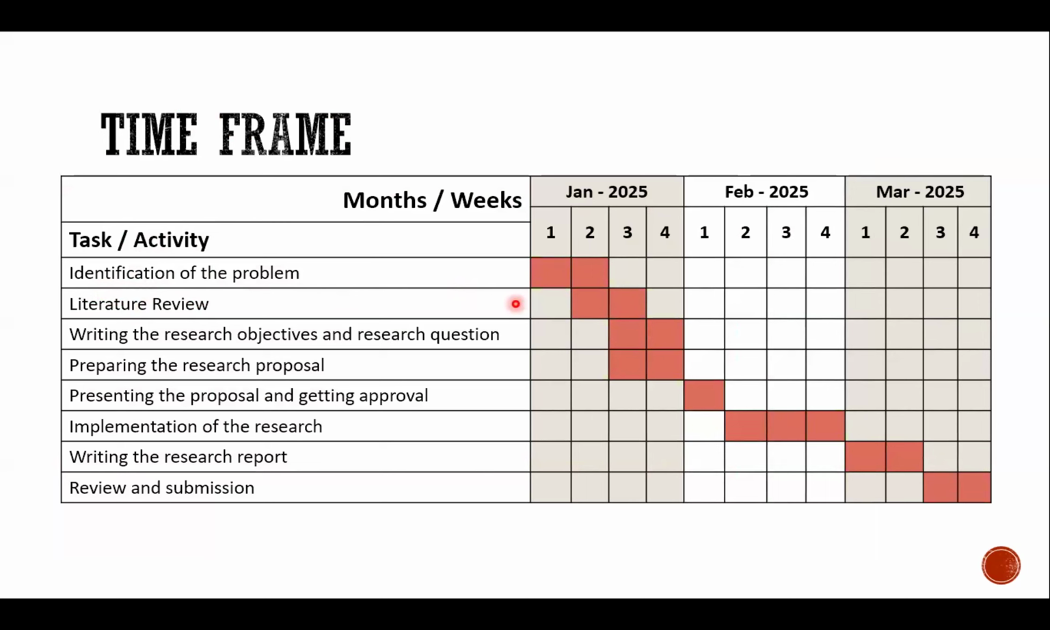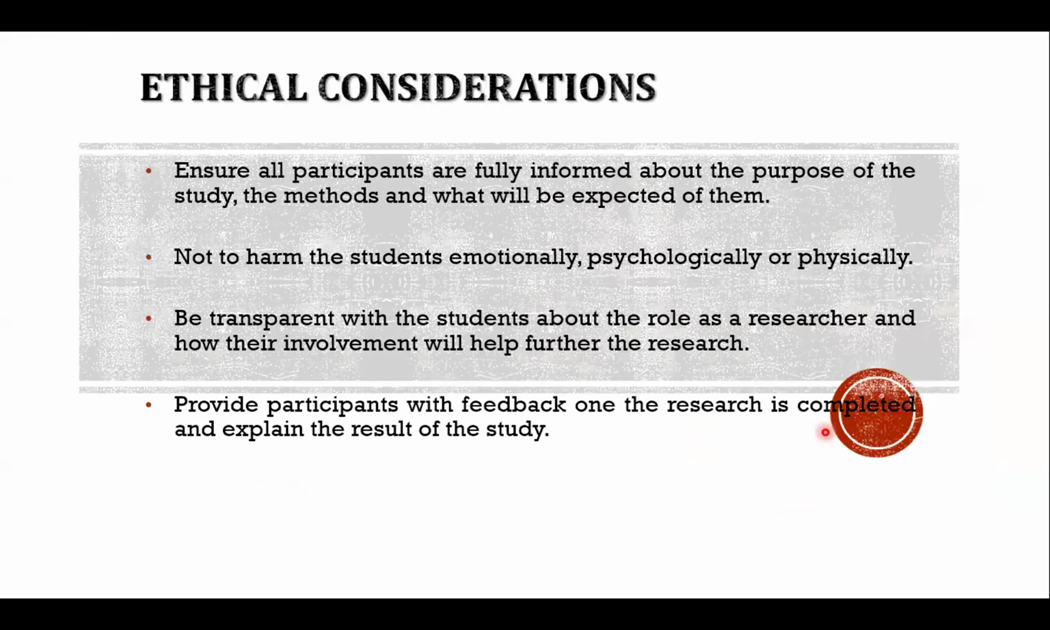Identification of the problems, I have got 2 weeks, and literature review 2 weeks, and writing the research objectives and research questions 2 weeks, and presenting the proposal. And today I'm presenting the proposal to get the approval. And next one, for the implementation of the research, I need 3 weeks of time, and writing the research report, I need 2 weeks of time, and finally for submission and review, I'll get 2 weeks time. And this is my time frame to do my research.